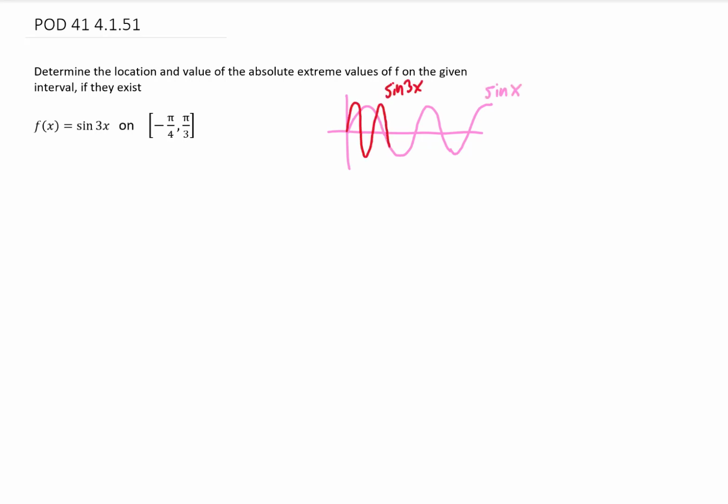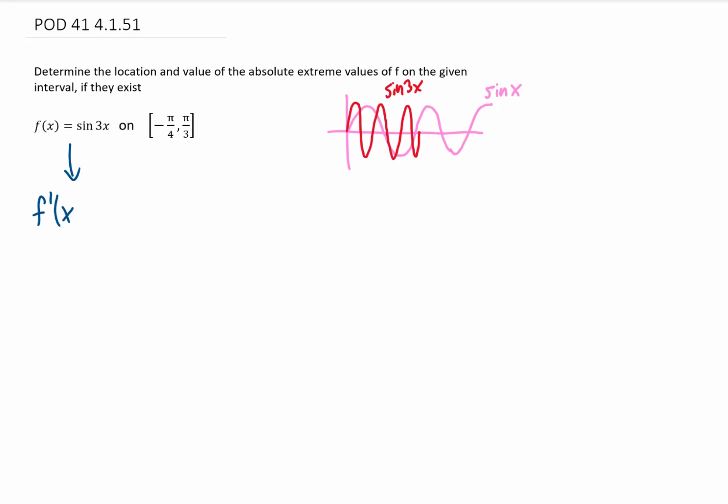speed. Well, I didn't get it exactly right, but for every 1 cycle of sine of x, we should see 3 cycles of sine of 3x. So we should still expect the maximum and minimum values of this function to be 1 and -1. The question is, where do they occur? To find those maximum and minimum values, we need to find critical points.